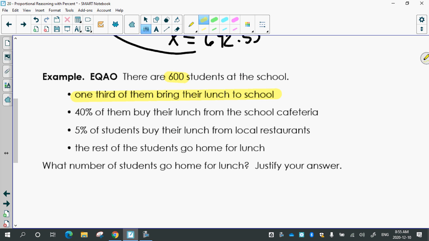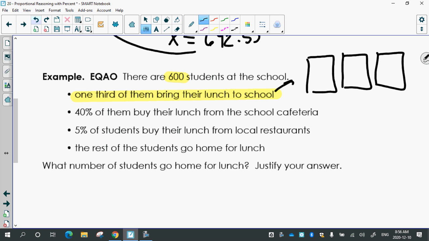How would I figure out what 1/3 of 600 students is? Any ideas? I want to put them into groups of 3 to figure out how many 1/3 is. So 1/3 means I want 3 even groups. I want to split the 600 into 3 even groups. Does that make sense? So to do that, you divide by 3.